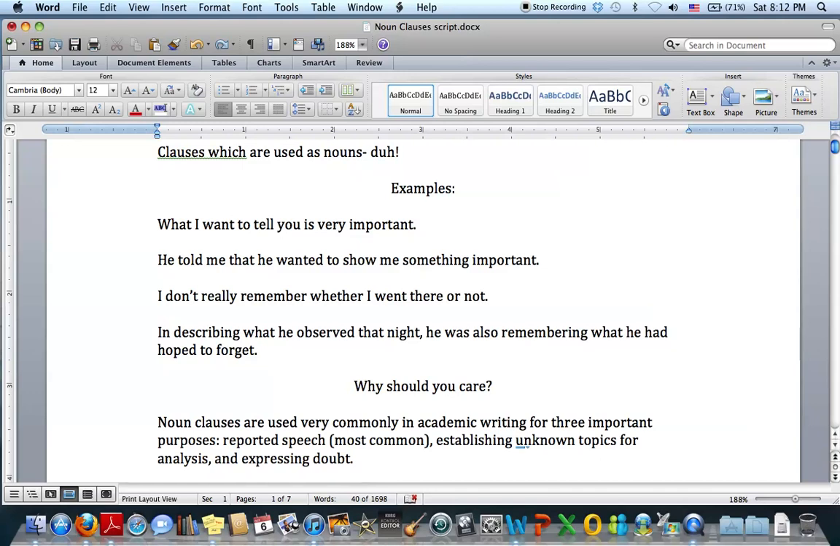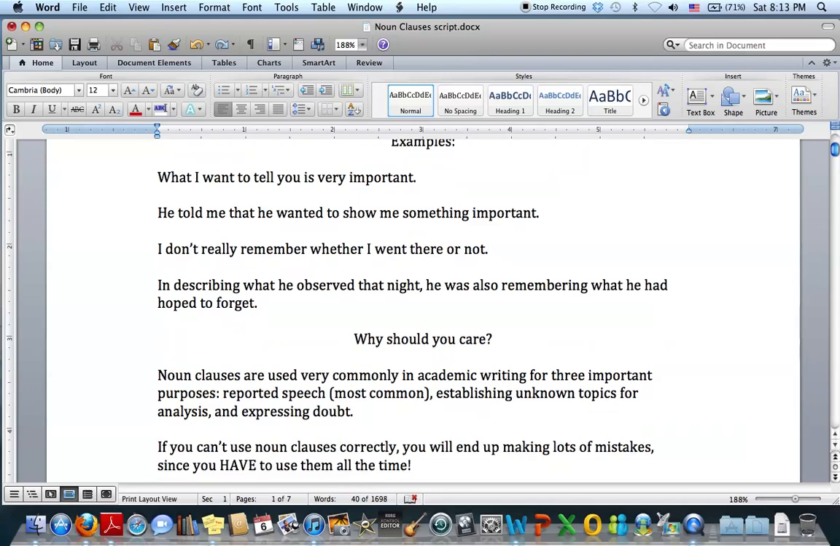We also use it to establish unknown topics for analysis. Here's what that means. We'll bring up a new topic, some idea that we're actually going to talk about quite a bit later on, in the following sentences. And finally, expressing doubt. Now here's one example of it already, whether I went there or not. That's the most common way that we talk about doubt, using whether or by using if. So we've got those three functions right here, reported speech, establishing unknown topics for analysis, and expressing doubt. And we're going to look into those a bit more as this video goes on. Here's the big thing.